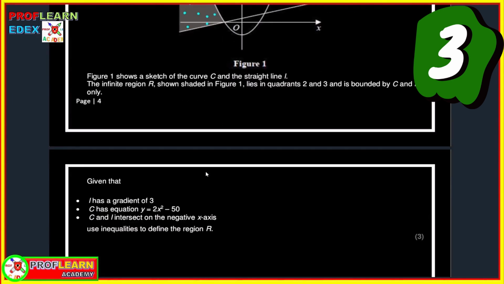Now, L has the gradient 3, C has the equation 2x squared minus 50. And so we have the gradient, but we don't know the y-intercept of line L. C has the equation y equals 2x squared minus 50. C and L intersect on the negative x-axis. Use the inequality to define the region R.